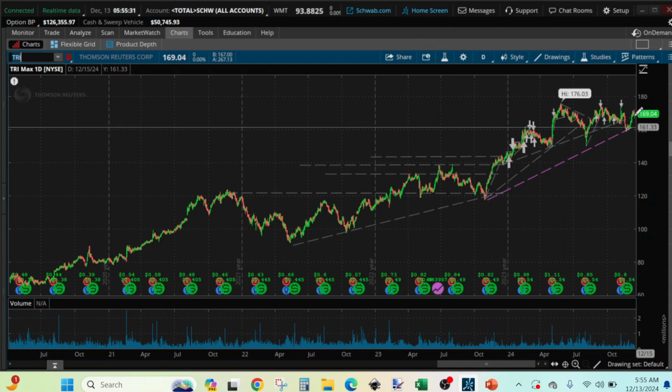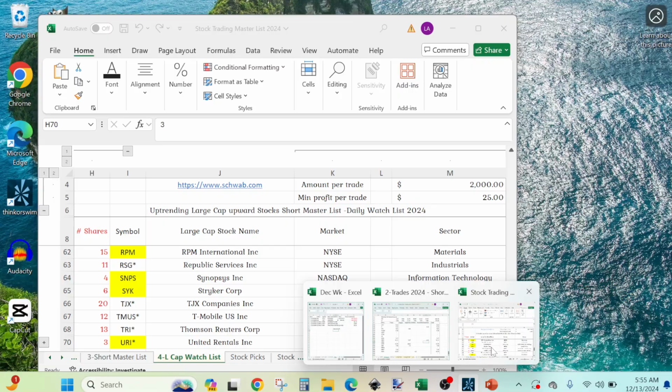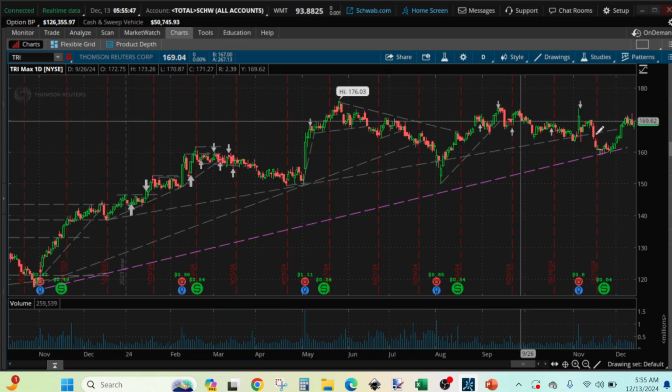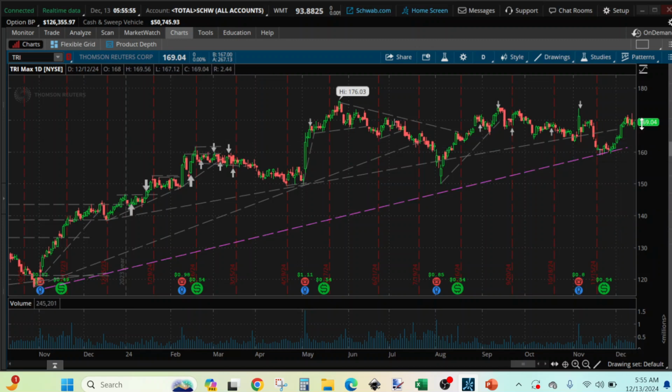So TR. Okay, so what is going on with this one? November. Okay, so if we are following it on this line, did we buy it already? No. So if we are following it on this line, it is already leaving this line. It's not too far yet. We could actually buy.